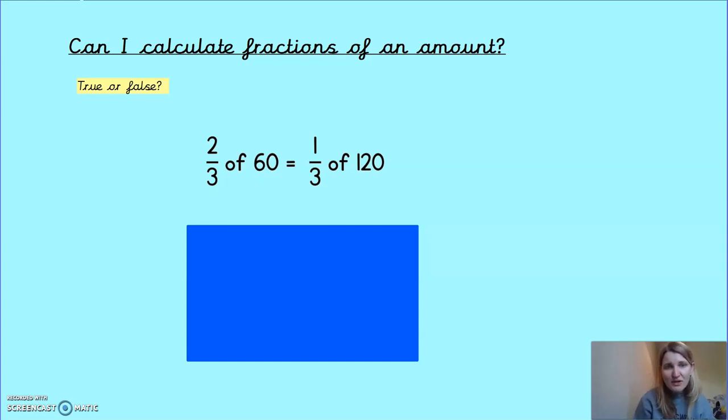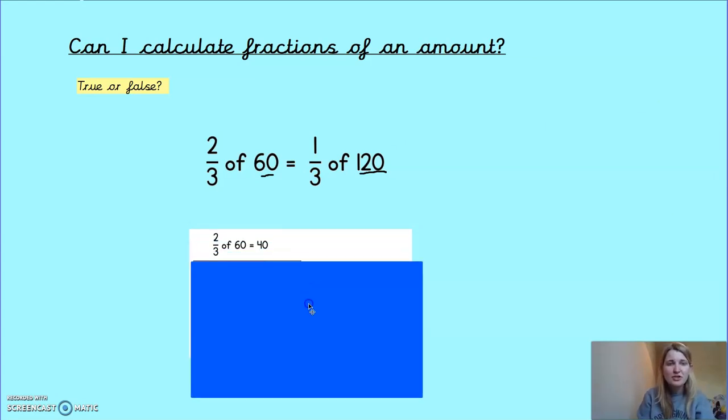Right, I would be looking for patterns here, personally, if it can save me working out. I've got 60 here and 120 here. 60 is half of 120, but 2 is double my 1/3. So I can see I've got that kind of double and half on each side. So I predict that the number on each side is going to be the same, but I am going to work it out just to make sure.